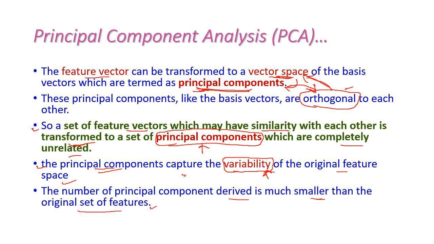For example, the original feature set has n number of features in a data set and now we are going to construct only m number of features. Here m is very much less than n. So m is the number of principal components.